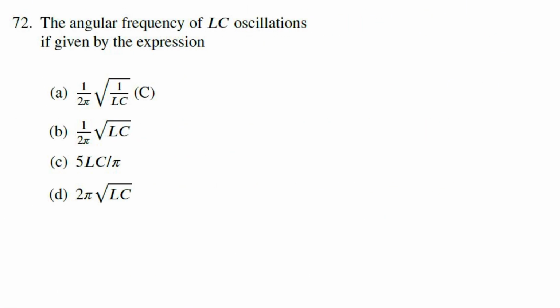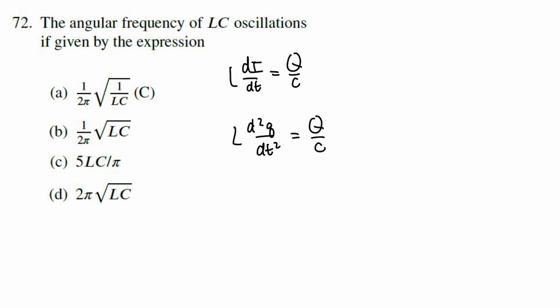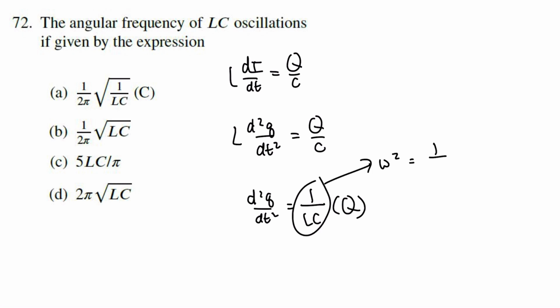So 72 is an oscillations question. I already went over this before, so I'm just going to restate the same thing. For the potential difference across an inductor, we have L di dt, and for the potential difference across a capacitor, we have Q by C, which can be rewritten as L d squared Q over dt squared is equal to Q by C. Rewriting it in the same form that I talked about earlier, we get d squared Q over dt squared is equal to 1 divided by LC into Q. So this is omega squared. So omega squared is equal to 1 by LC.